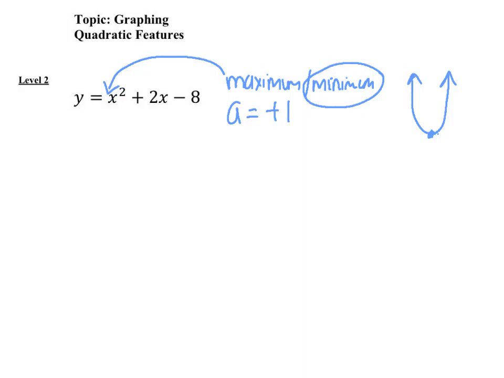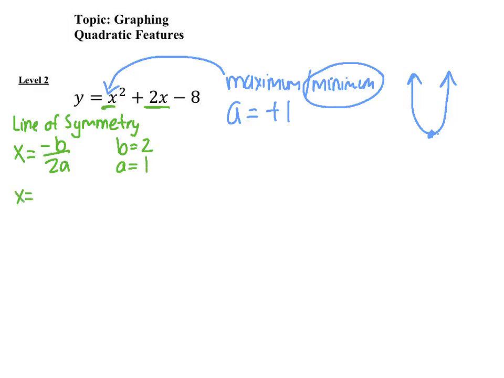The next thing we're going to do is find the line of symmetry. In this case, we actually have to do some math because we don't have a graph to look at. To find the line of symmetry, you're going to use the equation x equals -b/2a. Now my b value is going to be 2 from the equation, and my a value is going to be 1 from the equation. So if you plug in the numbers, you get x equals -2 over 2 times 1. And when I simplify this, my line of symmetry is going to be -1.